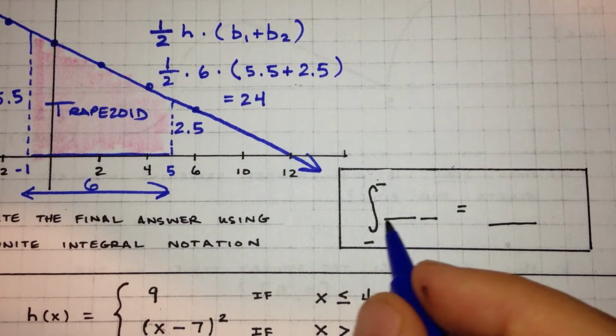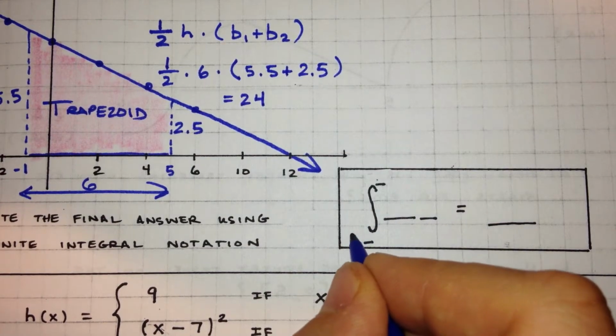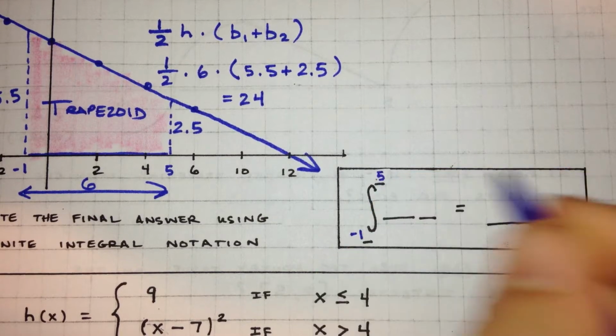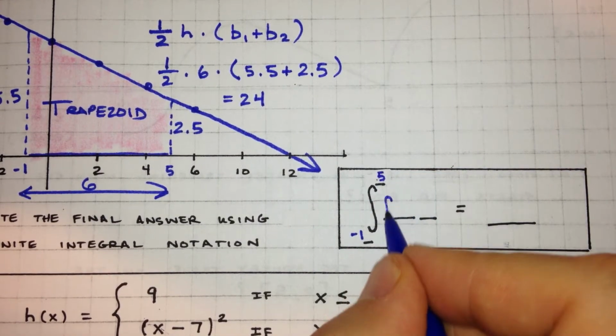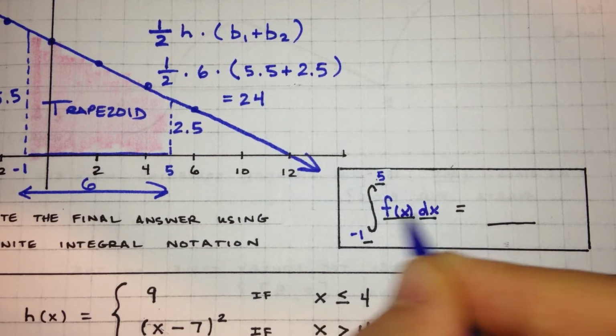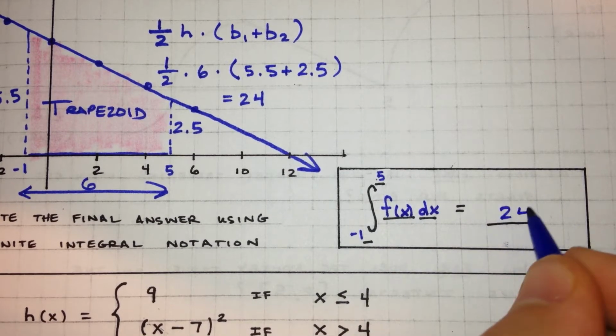the curve. Symbolically, we should know to write this as our x values start at -1 and they end at 5. We're taking the sum of our f function times the change in x, that's pretty much always the same, is equal to 24.